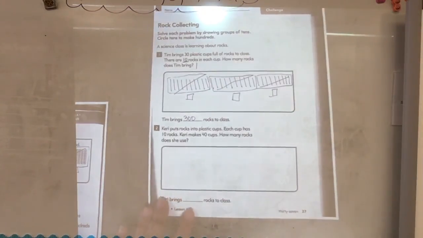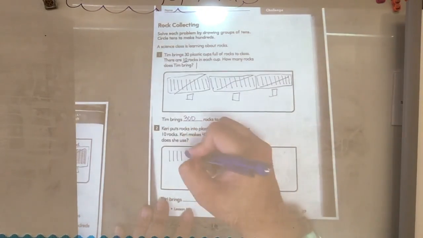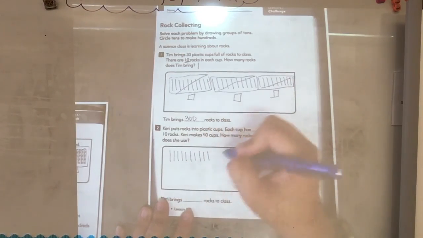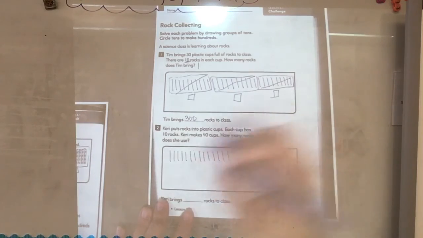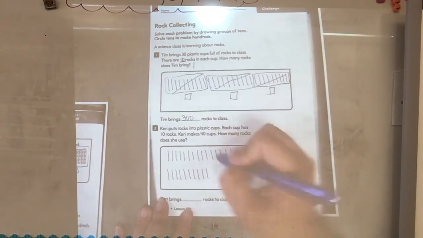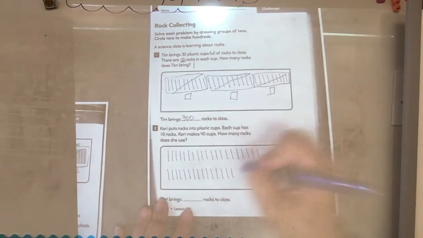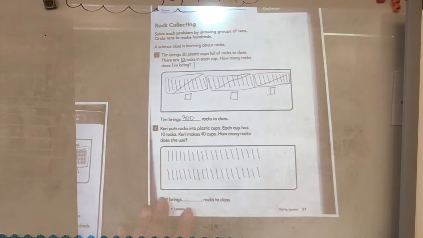Okay, Carrie puts rocks into plastic cups. Each cup has 10 rocks. Carrie makes 40 cups. How many rocks does she use? Okay, so this time I have 40. So now I have 40 cups with 10 rocks in each cup.